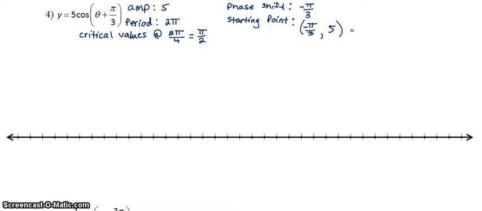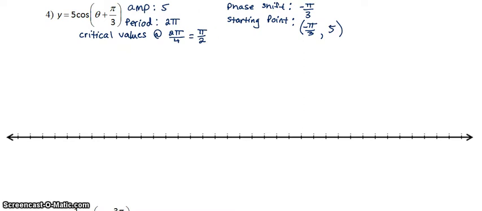Okay, so now I have to figure out where my different intervals are going to go. So I know that I'm starting at my starting point, which is negative pi over 3. And I know that my critical values occur at every pi over 2. So first what I'm going to do is start at negative pi over 3, and add pi over 2 over and over again to outline where all of my critical values are going to be.